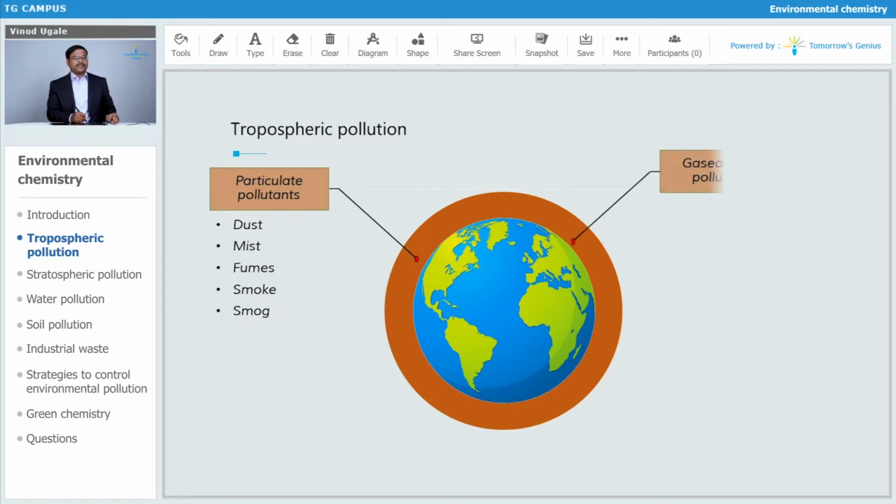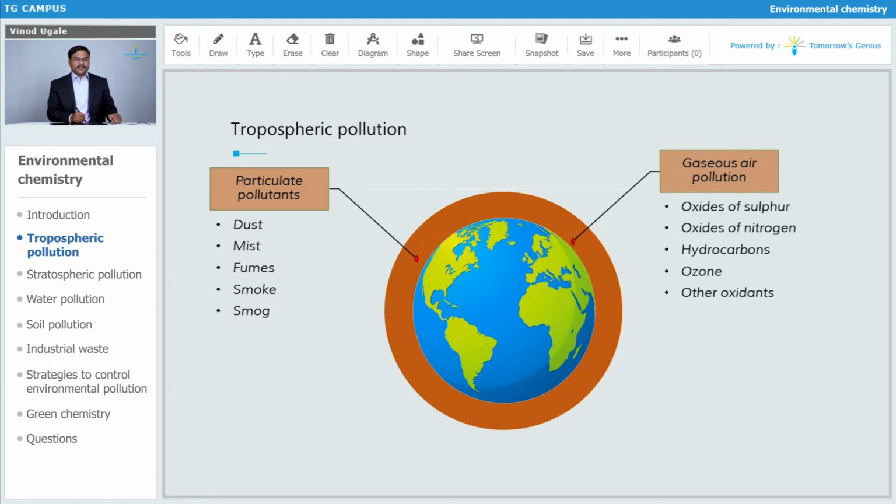The next type of pollutants are gaseous air pollutants, which affect the atmosphere. They contain oxides of sulphur, oxides of nitrogen, hydrocarbons, ozone and other oxidants. So these particulate pollutants and gaseous air pollutants are going to affect the tropospheric level of the earth. Particulate pollutants: dust, mist, fumes, smoke and smog. Gaseous air pollutants: sulphur oxides, nitrogen oxides, hydrocarbons, ozone and other oxidants.